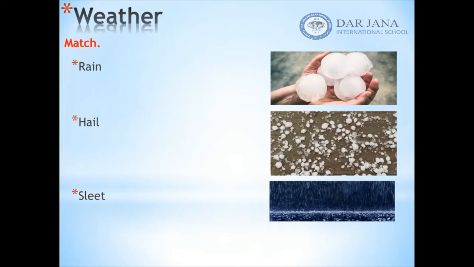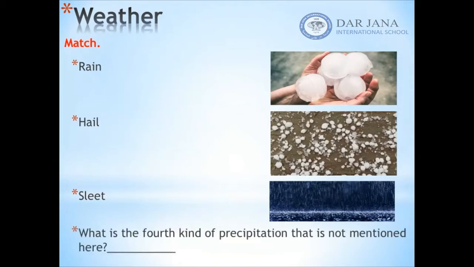Now, when we say weather, the first thing that comes to our mind is rain. We say that it's rainy today, it's cloudy, it might rain. But rain is not the only thing that comes from clouds. Clouds can give us many kinds of precipitation. So precipitation means any form of water that falls from the clouds.